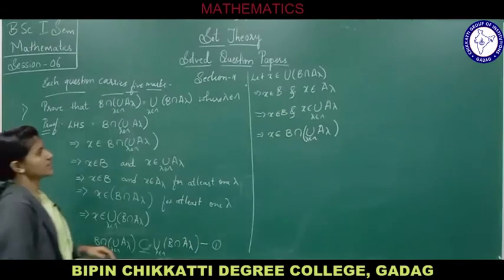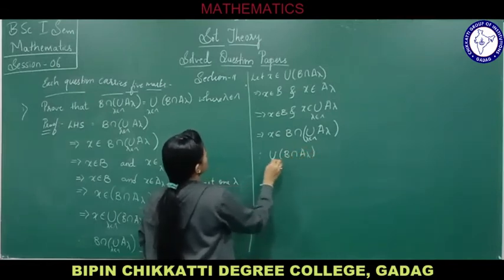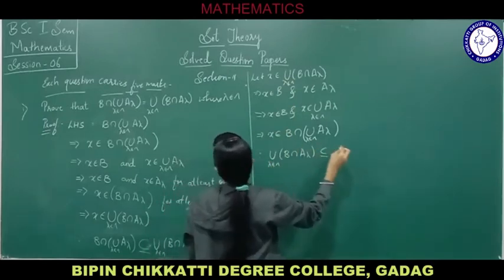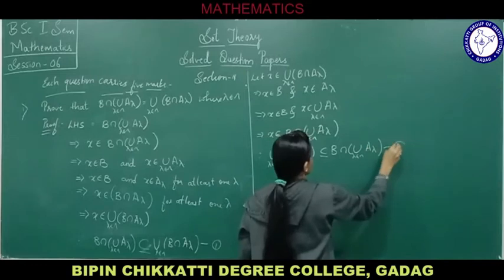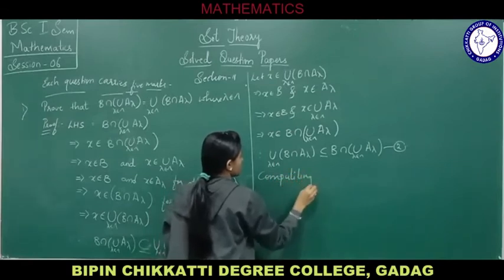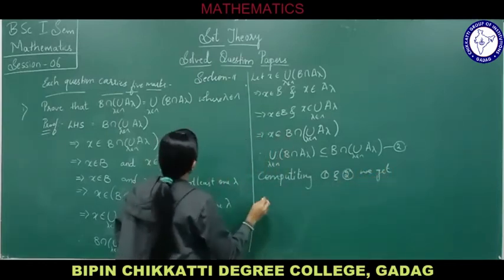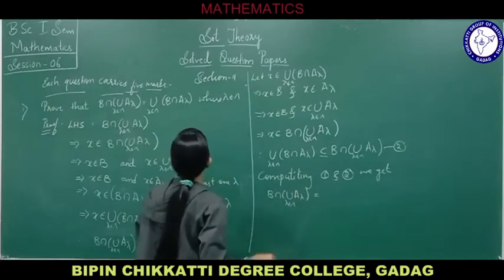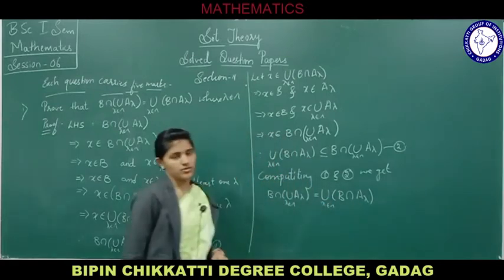Then what is going to happen? Therefore, union of B intersection A lambda, where lambda belongs to this index set, is a subset of B intersection union of A lambda, where lambda belongs to this index set. Combining 1 and 2, we get that B intersection union of A lambda, where lambda belongs to this index set, is equal to union of B intersection A lambda, where lambda belongs to this index set.